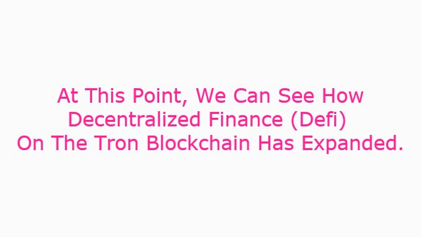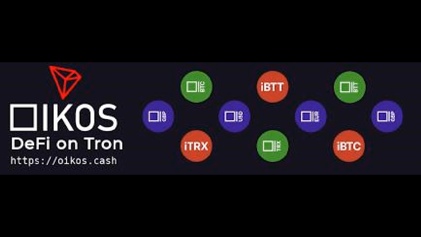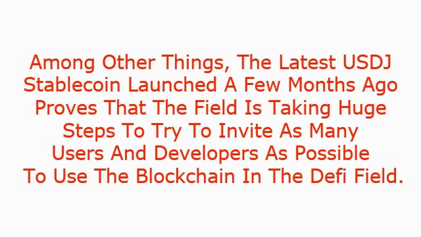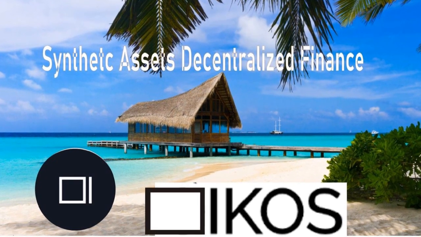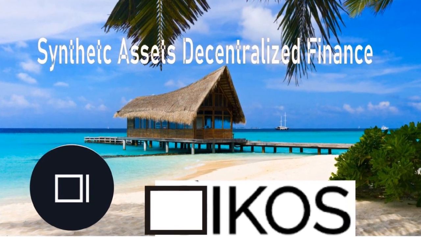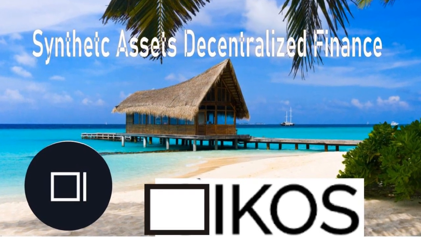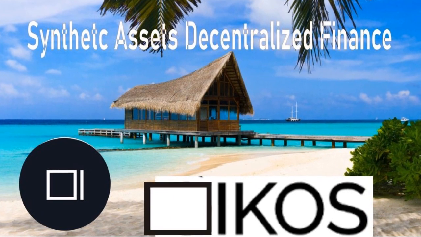At this point, we can see how decentralized finance, DeFi, on the Tron blockchain has expanded. Among other things, the latest USDJ stablecoin launched a few months ago proves that the field is taking huge steps to try to invite as many users and developers as possible to use the blockchain in the DeFi field. Interesting. Now, let's look at the OIKOS platform system architecture.